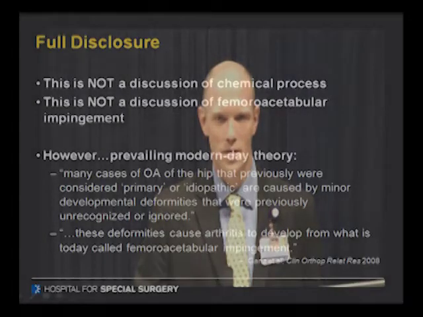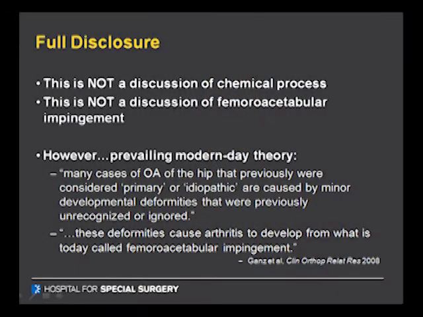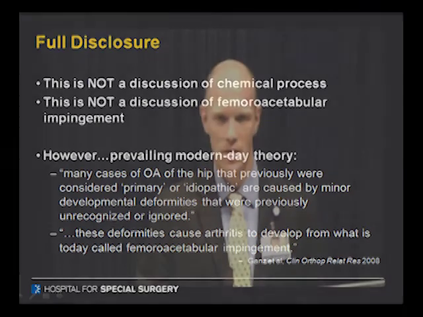I'd like to state that this is not a discussion of chemical processes, and this is not a discussion of femoral acetabular impingement. However, the prevailing modern-day theory is that many cases of primary osteoarthritis have been caused by developmental deformities of the femoral acetabular joint that we have acquired throughout the course of our lives. These deformities cause arthritis to develop from what is today called femoral acetabular impingement, according to Ganz in 2008.